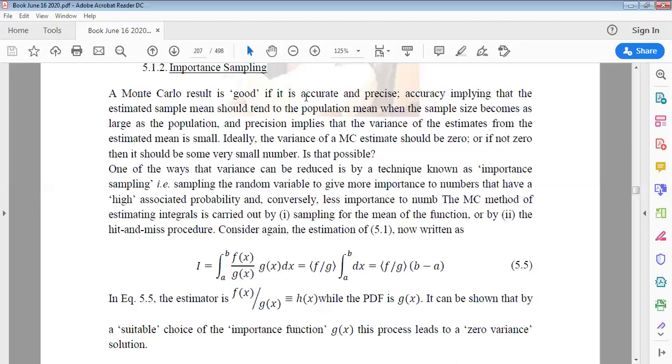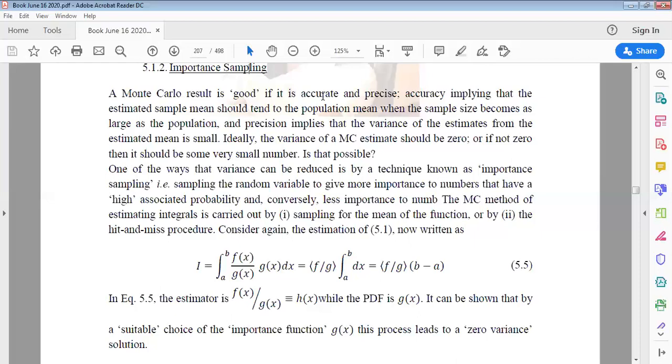The accuracy is kind of guaranteed by the law of large numbers, which we discussed in lectures 15 and 16. The law of large numbers comes out of the central limit theorem, and please go through it again if you have not understood that, because you need to understand that the sample variance of the mean is actually the population variance divided by n, where n is the number of points that you sample.